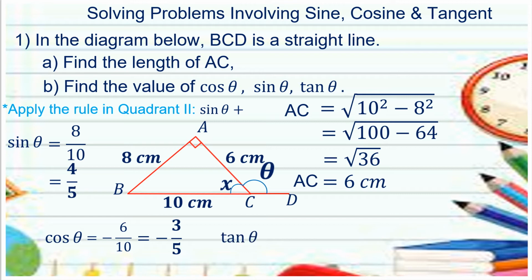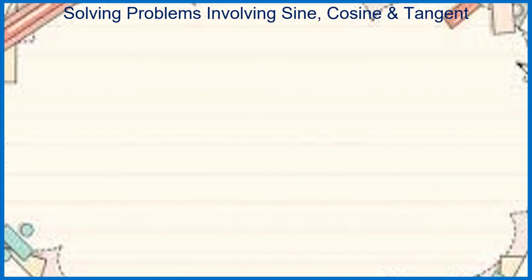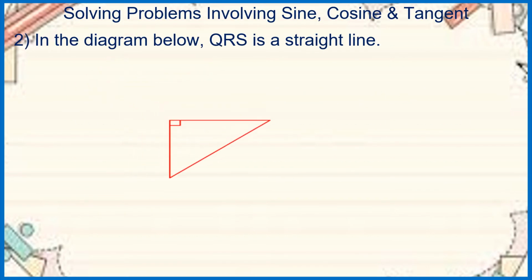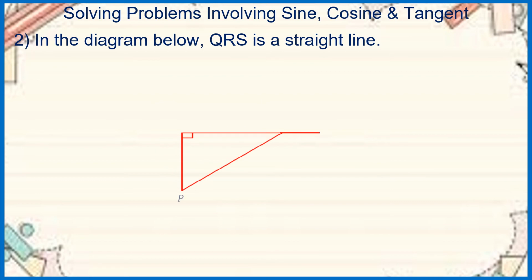Next, how about tangent theta? Correct, it is equal to negative 8/6, or simply it is equal to negative 4/3. That is example number 1. Now let us have example number 2. In the diagram below, QRS is a straight line. This is 5 centimeters, we have 12 centimeters, and this is our angle.